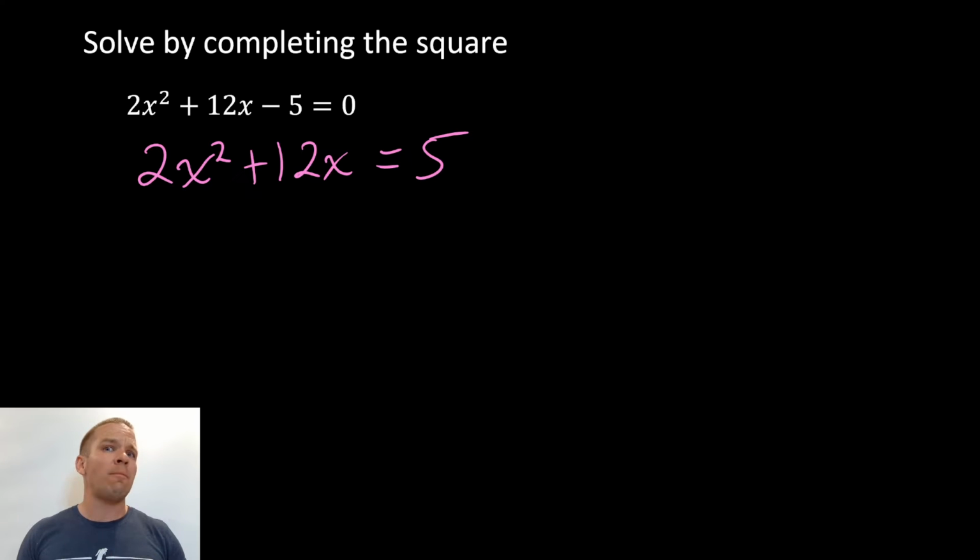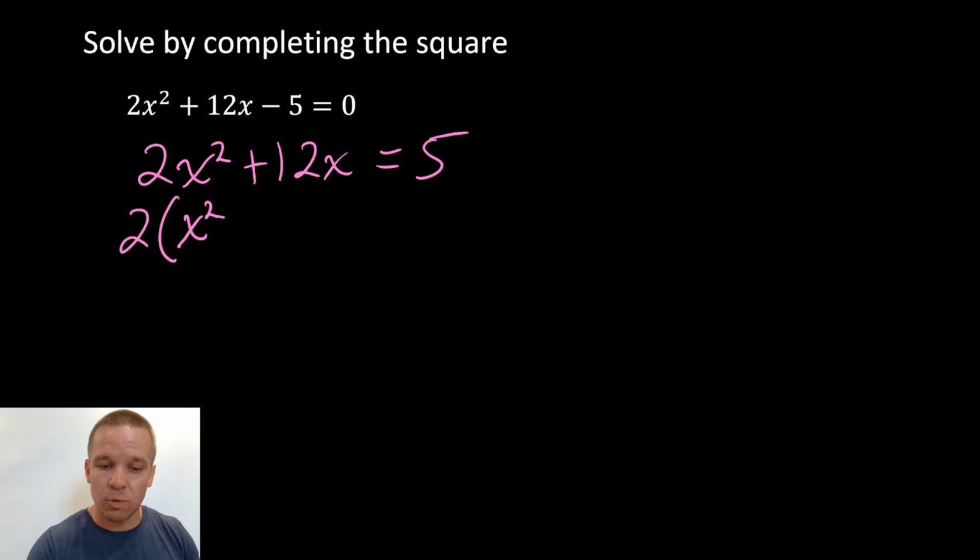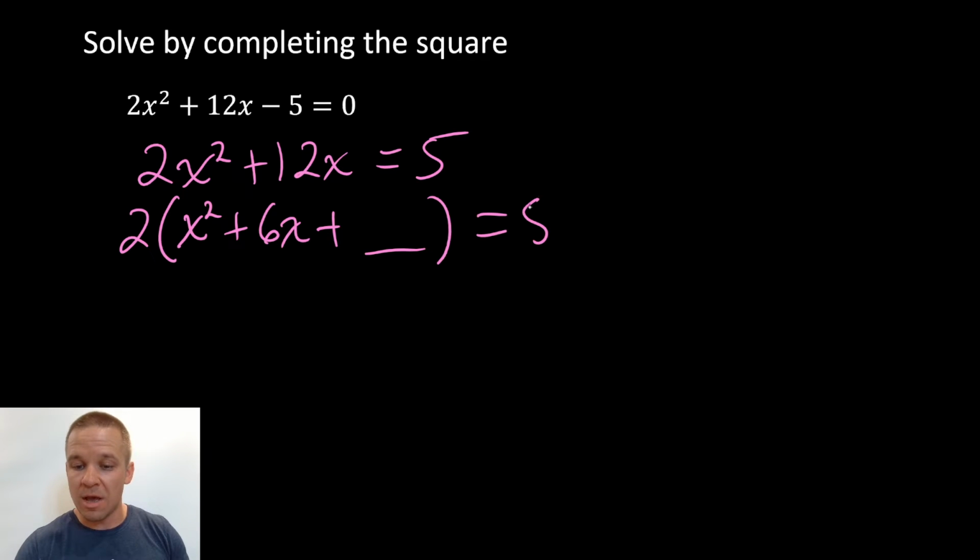I need to take out my lead coefficient. Whatever that lead coefficient is, I need to factor that out in order to complete the square. So I'm going to have 2 and then parentheses x squared plus 6x. Now we're going to have the plus blank. Close your parentheses equals 5 plus blank. Okay, now we're set up to complete the square.